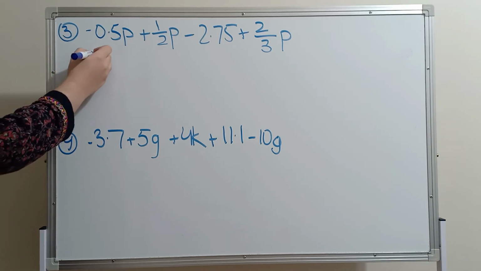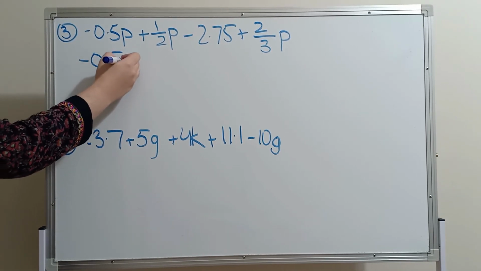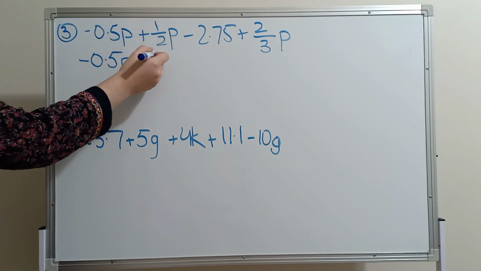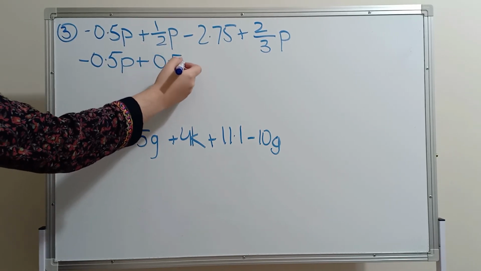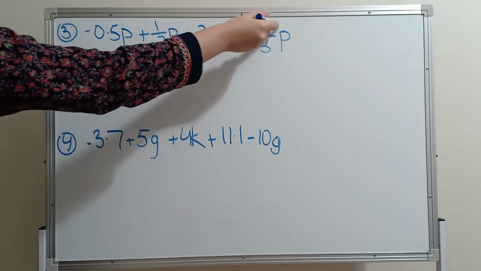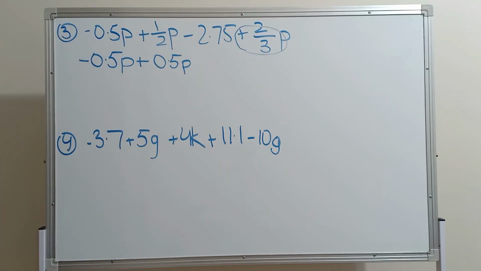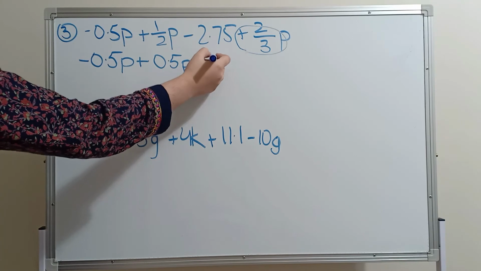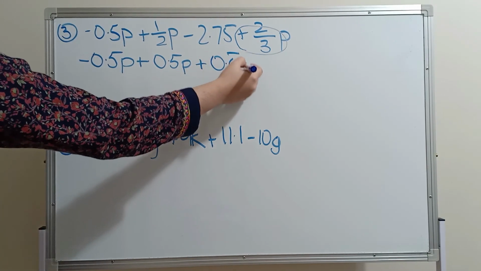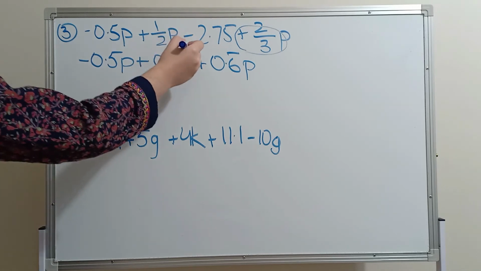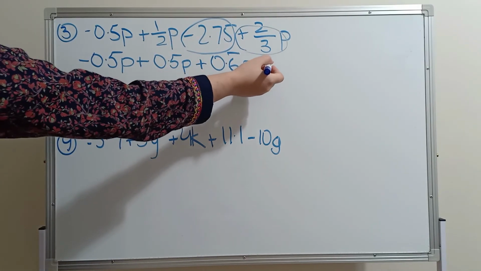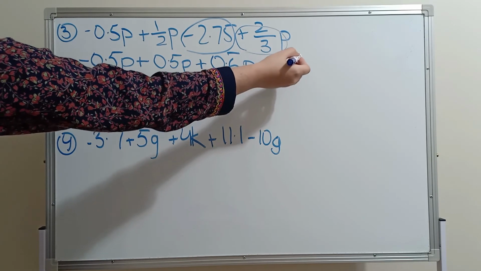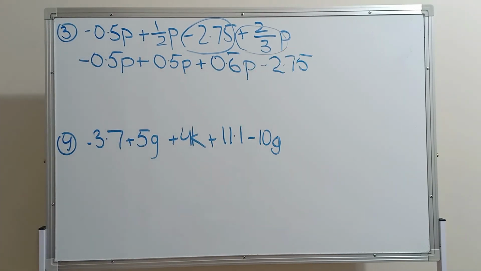So negative 0.5p plus 1/2 is 0.5p. And then we can bring this now here. It is a like term. We have only one variable, which is p. So plus 2/3 p is going to be plus 0.6 repeating p. And we only have one constant term, so subtract 2.75.